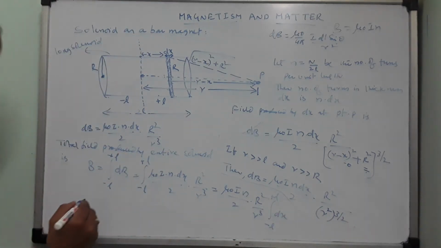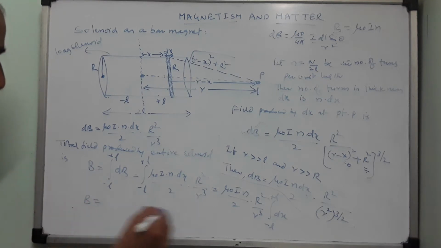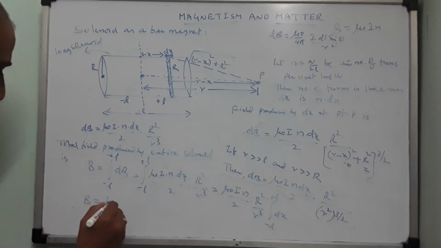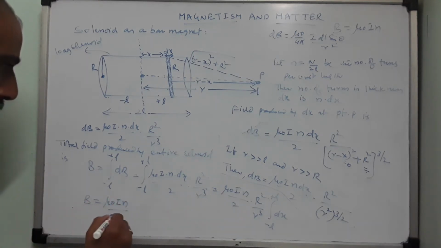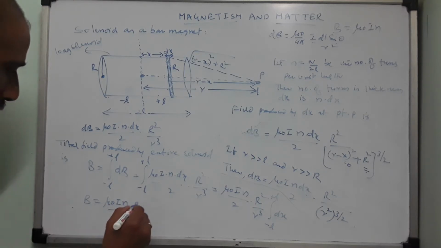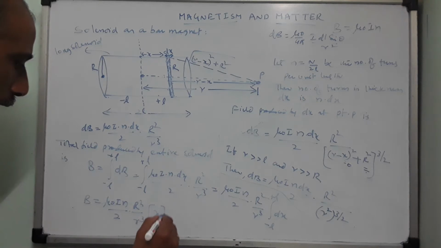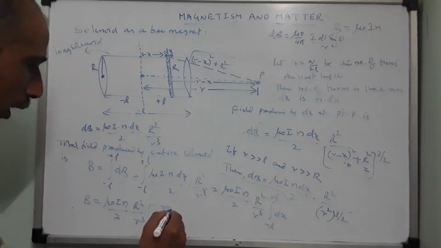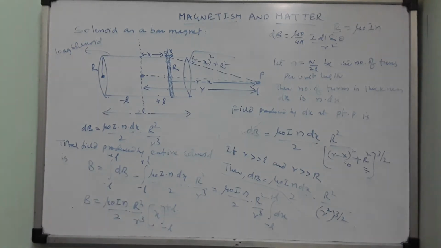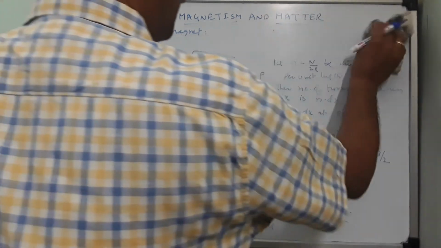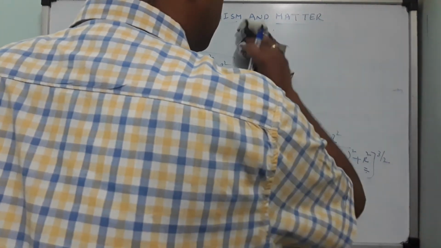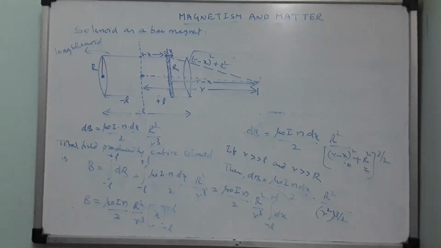Right. Next step will be B equals μ₀ I n divided by 2, into r square by r cube, integral dx, what? x, with limits minus L to plus L. Okay, that's all. Almost we are at the end of the derivation. Upper limit plus L, lower limit minus L: L minus of minus L will become plus L.